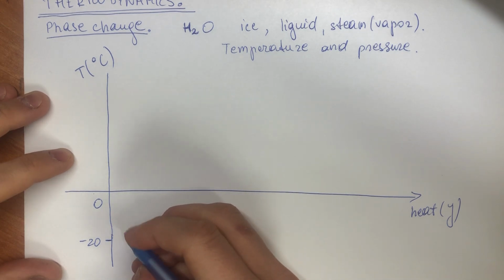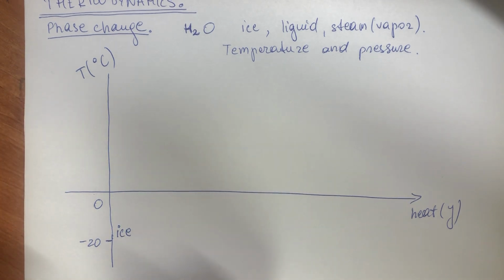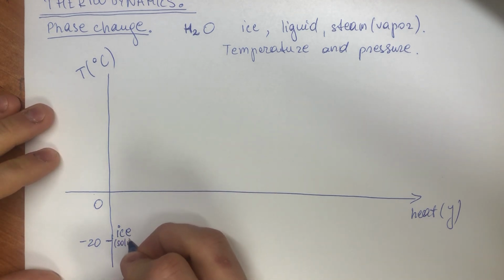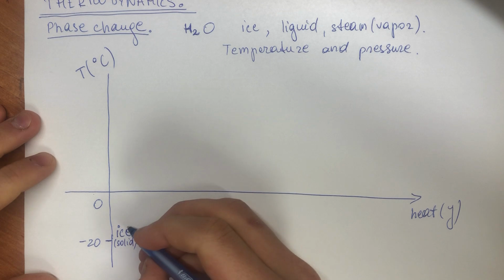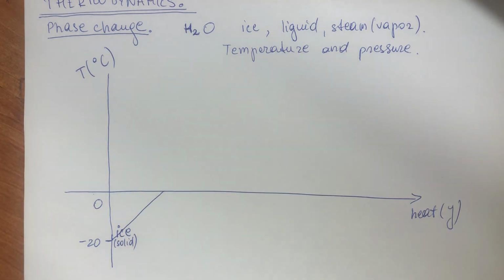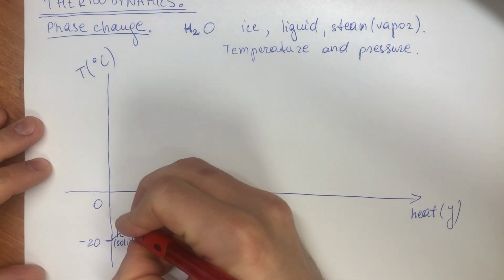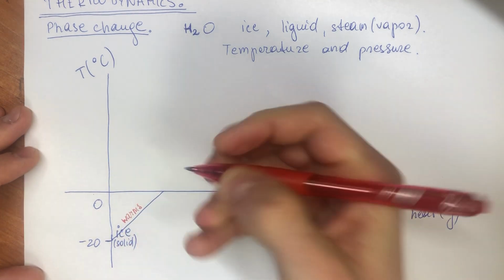So we can write that we have ice here. So if we have ice, it means we have solid. So what happens if we heat it? If we heat it, the temperature of ice increases, so that means that ice warms. It doesn't melt, but it warms.